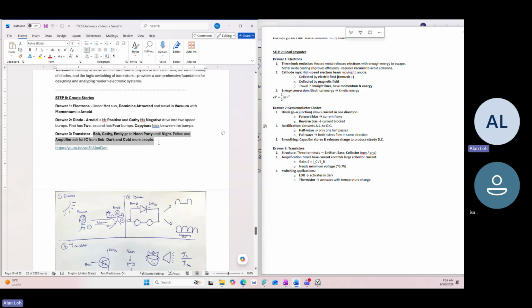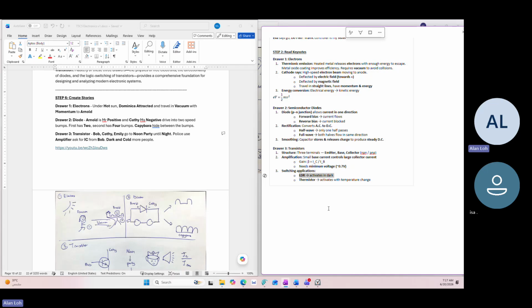Right, and then in this party, the more dark and the more cold, the more people. Why is it dark and cold? The more dark, for this LDR, it will light up the buzzer or the light. All right, the more dark.